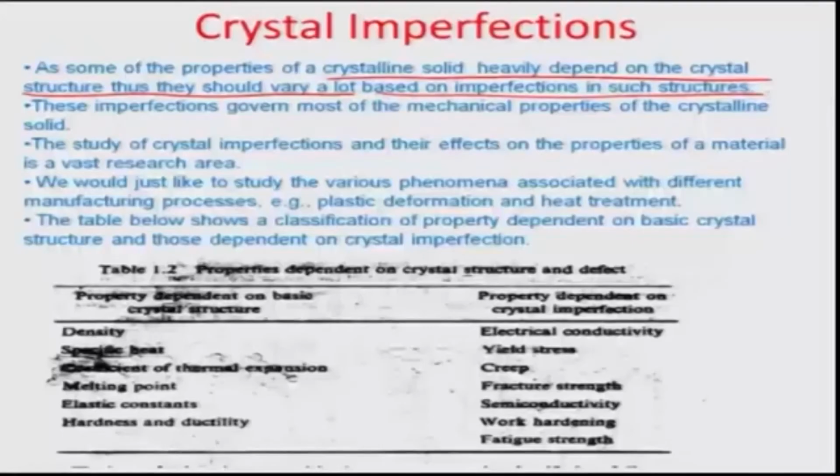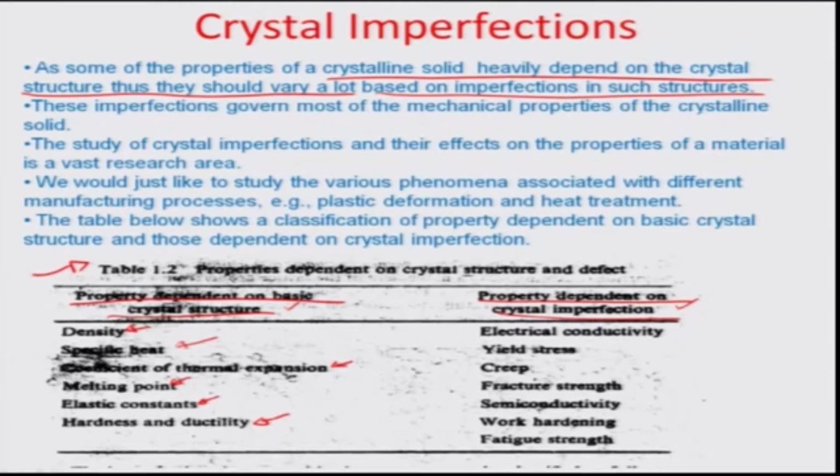And I am just showing you a small table here which talks about which properties are dependent on the basic crystal structure vis-a-vis which property is dependent on the crystal imperfection. So, on one hand it is the structure which is determinant, on the other hand it is the defect or the imperfection which is determinant. So, for example, properties like density would depend on the crystal structure, as would specific heat, coefficient of thermal expansion, melting point, elastic constants, hardness and ductility. These are some things which are structure dependent.